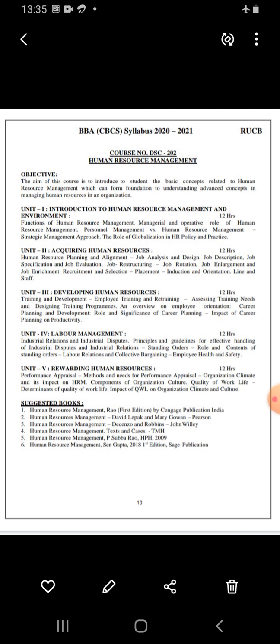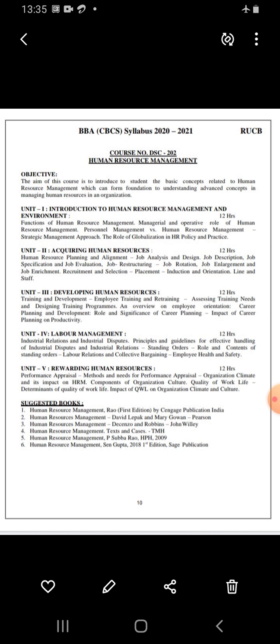Unit 4 will be discussing labor management. In this, we have concepts of industrial relation, industrial dispute, principle, guidelines for effective handling of industrial disputes and industrial relation, standing order, role and contents of standing orders, labor relation, collective bargaining, etc.